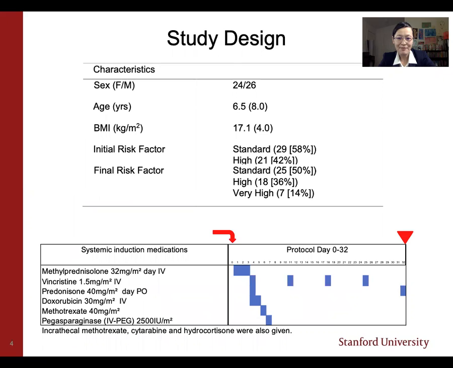The samples are from pediatric patients, median age 6.5 years old, and male-female ratio 1:1. We obtained two plasma samplings, pre and post induction therapy, and identified biochemicals using mass spectrometers. We identified more than 1,200 biochemicals total in two platforms.